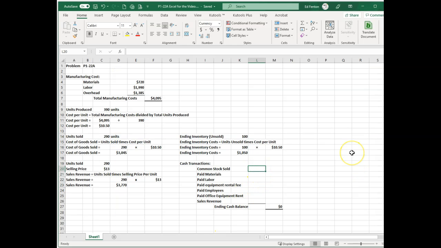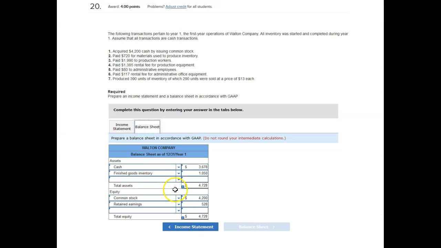All right, sold common stock, $4,200. Paid materials, you can see materials, labor, overhead here. So let's put this in, $720. Oh, we need to put this in as a minus sign. So minus $720. Cash going out for labor, minus $19.90. For overhead, minus $13.85. We paid employees $80, and the rental fee for the administrative office equipment was $117.